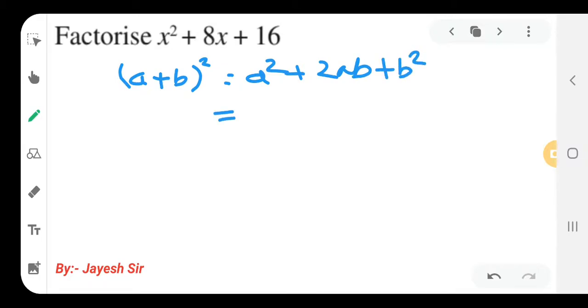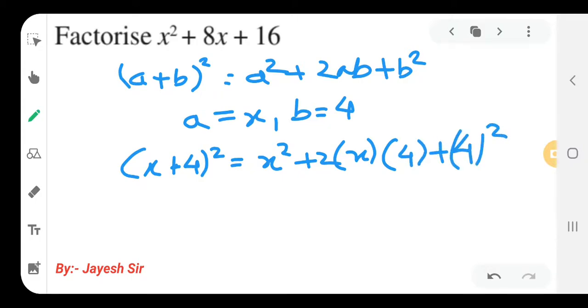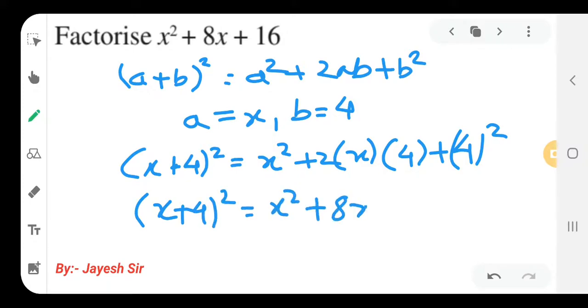Now what is the value of a we are getting? The value of a we are getting over here is x. The value of b we are getting is 4. We will substitute the values. So (x plus 4) the whole square is x square plus 2 times the value of a, x, times the value of b, 4, plus 4 square. So x plus 4 the whole square could be written as x square plus 8x plus 16.